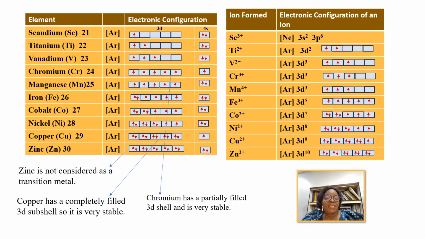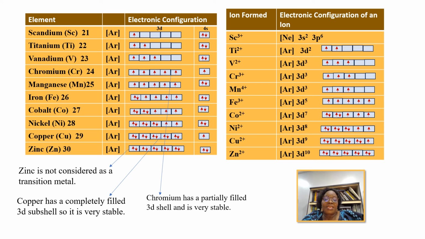The transition elements are very hard and possess metallic character. This indicates that both metallic and covalent bonding can exist together in these transition elements. But zinc, as I said, is not considered a transition element because its d orbital and s orbital are completely filled. Copper has a completely filled 3d orbital and is very stable, but copper is a transition metal. Chromium, which has a partially filled 3d orbital, is also a transition element.